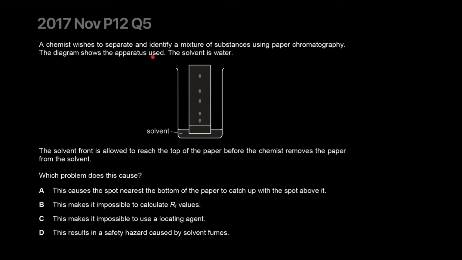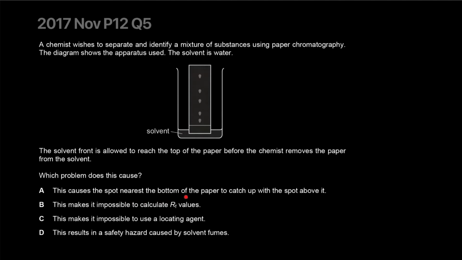A chemist wishes to separate and identify a mixture of substances using paper chromatography. The diagram shows the apparatus used in the solvent. The solvent is water. The solvent front is allowed to reach the top of the paper before the chemist removes the paper from the solvent. Which problem does this cause?